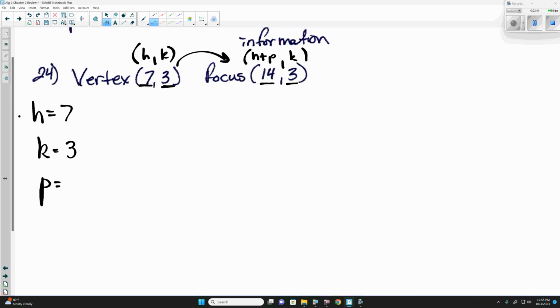Now we just need to match it up. Because if we look at the general form on our reference sheet, it's either h plus p comma k or h comma k plus p. And the one that matches up with our h plus p comma k, x equals 1 over 4p times y minus k squared plus h. And we get this here.